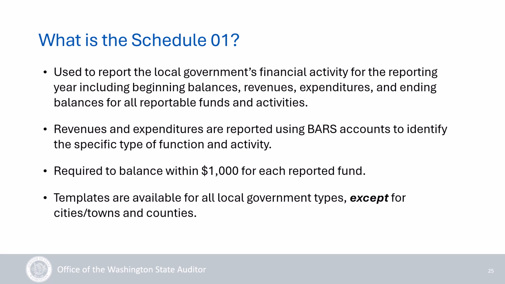This financial activity is reported using BARS accounts to identify the specific type of function or activity the transaction is supporting or the source of the revenue. Even though we won't be getting into the filing system aspect today, it is important to know that each fund reported on the Schedule 01 must balance within $1,000 in order to submit the report. You may remember when we talked about the templates page, you can find a Schedule 01 template for all local government types except cities, towns, and counties. There is no template for these government types because they utilize the entire chart of accounts and report various funds.